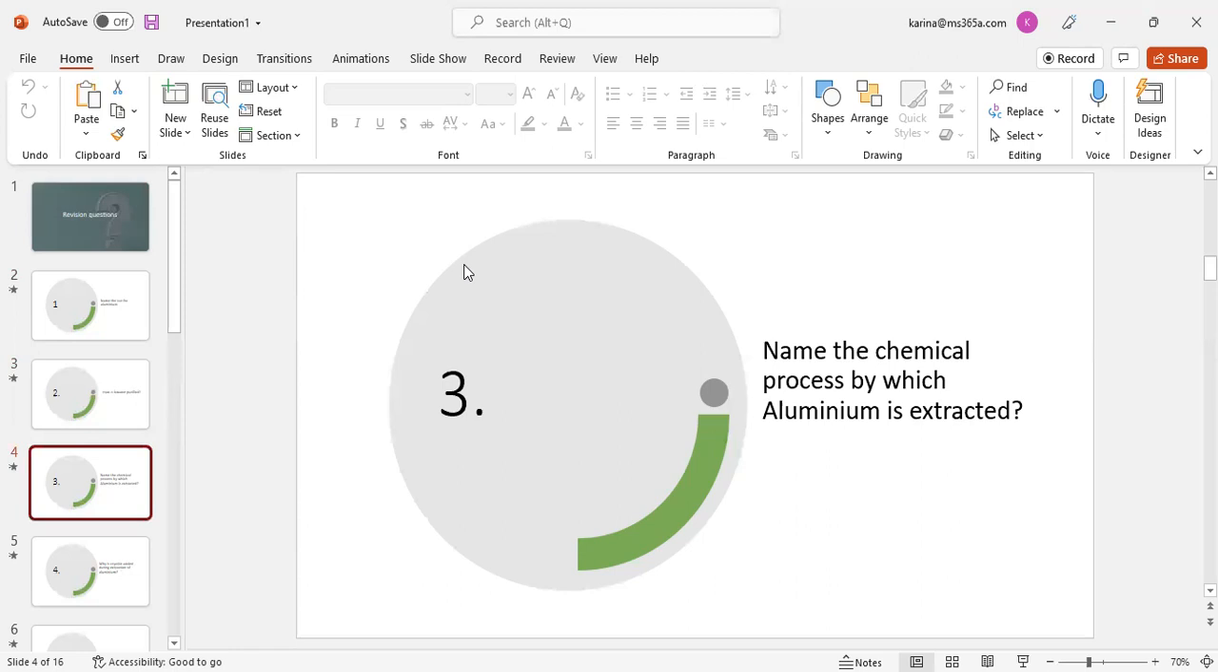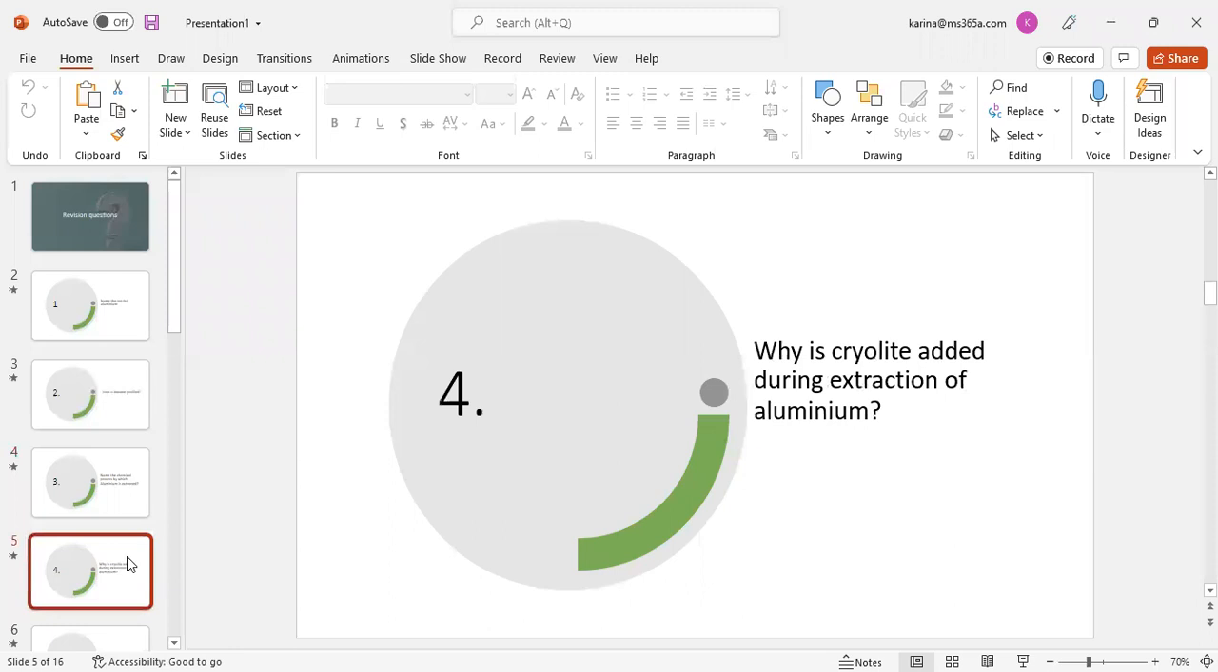This question is for Kera. Electrolysis. Okay, good. Yeah, Kera, that's the correct answer. The chemical process by which aluminum is extracted is electrolysis. Now, Hall-Heroult process is the name given to this extraction of aluminium.